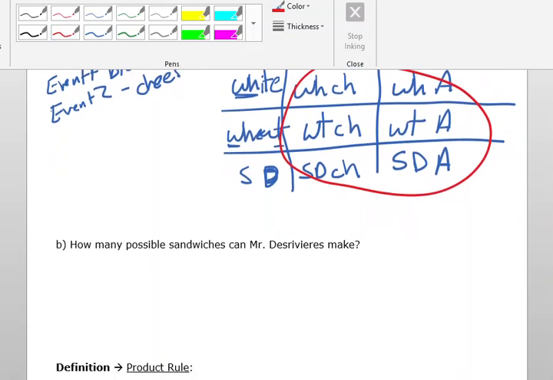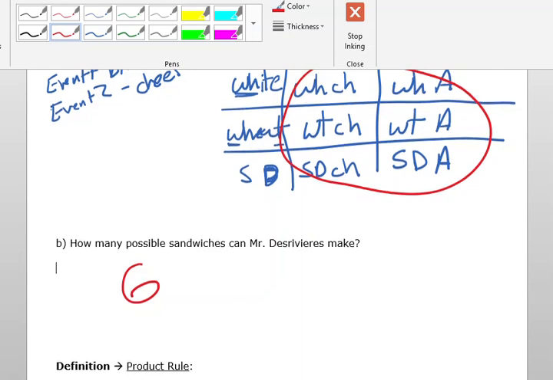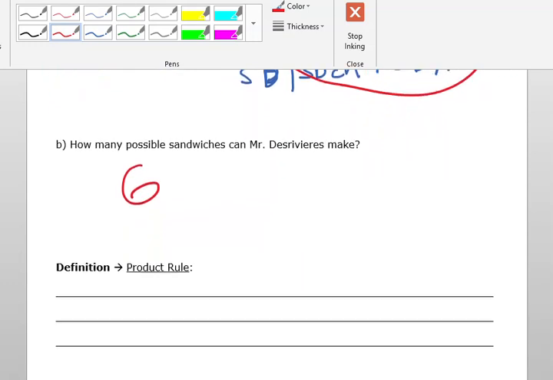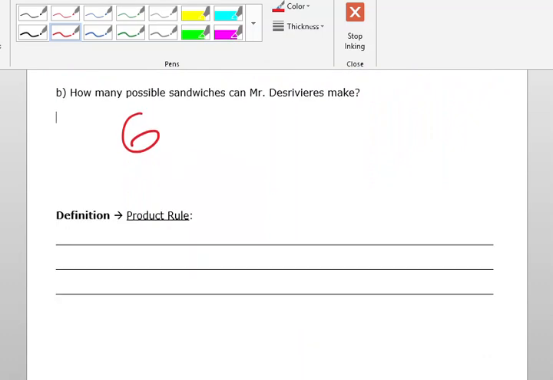And so how many possible sandwiches can we make? The answer is 6. And that brings us to something that Caden and a lot of folks in LIU came up with yesterday on their own after seeing this pattern, which is the product rule. Okay, so go ahead and get your pencils ready. We're going to talk about the product rule.